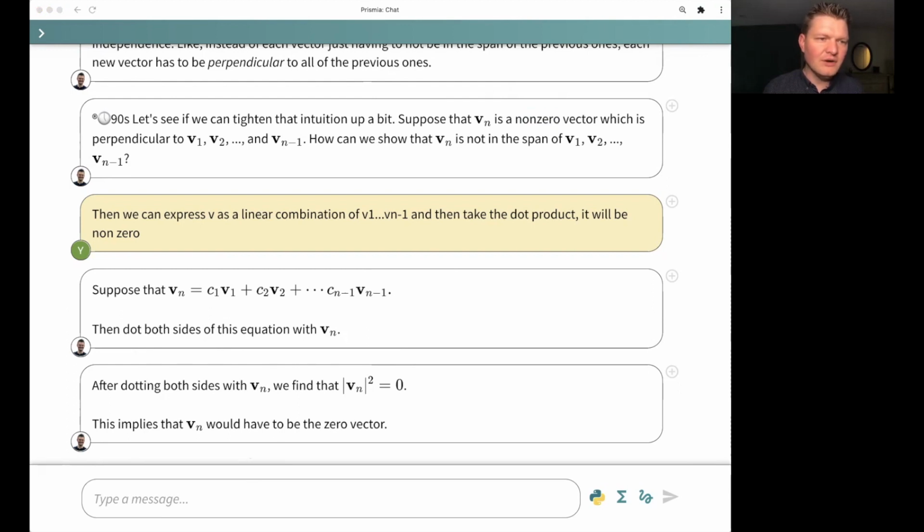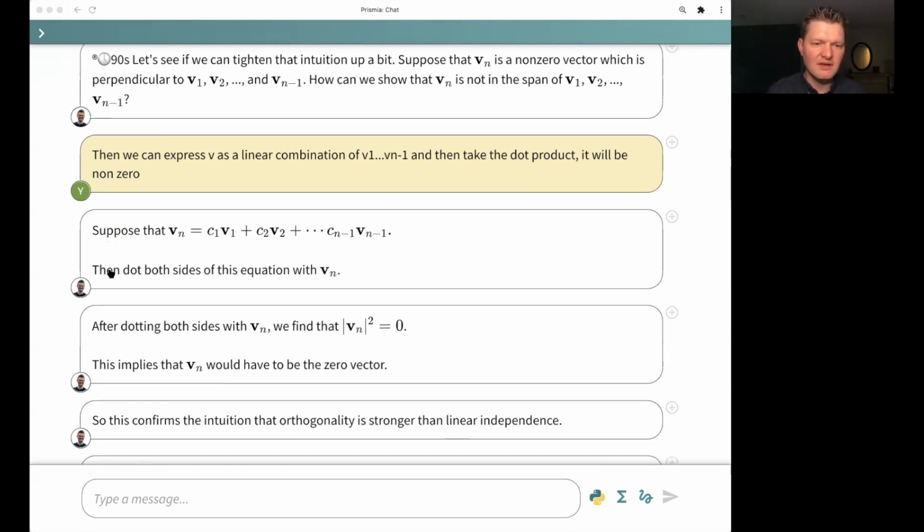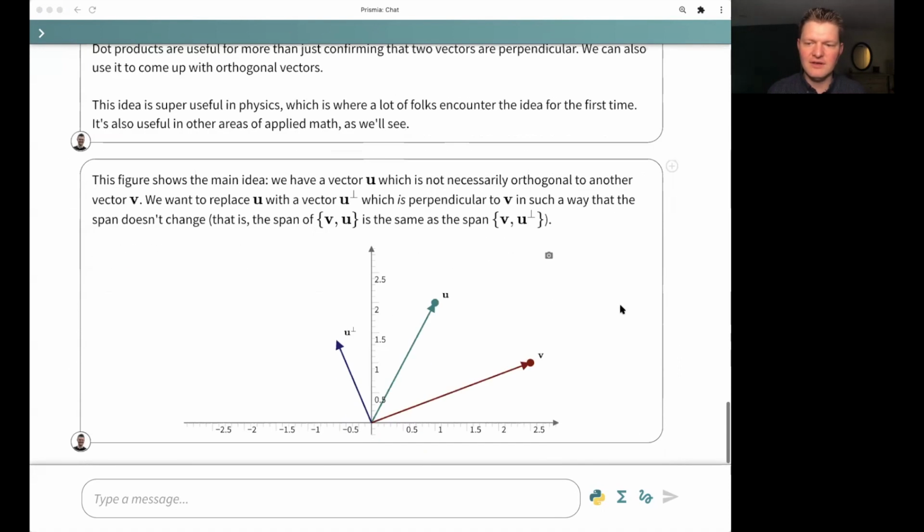So this confirms the intuition that orthogonality is a stronger notion than linear independence. If a vector is orthogonal to a bunch of other vectors, then it cannot be in the span of those other vectors. So I want to put out the next couple of messages. We'll actually get into this next time, but I want to show you where we're going next. So we're going to talk about projection, which is in some sense taking a step beyond just checking whether two vectors are orthogonal or not. It's going to enable us to actually find orthogonal vectors that have desirable properties.